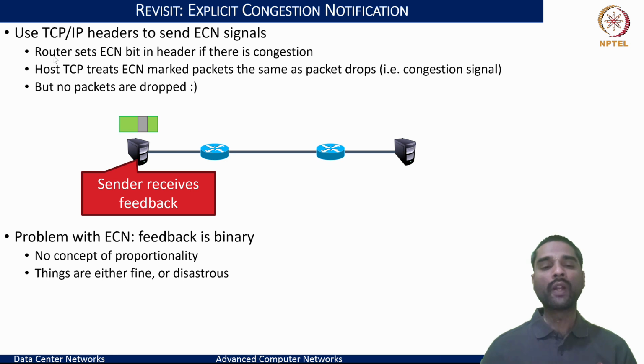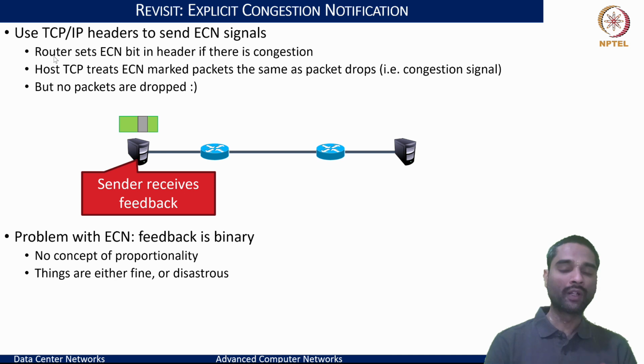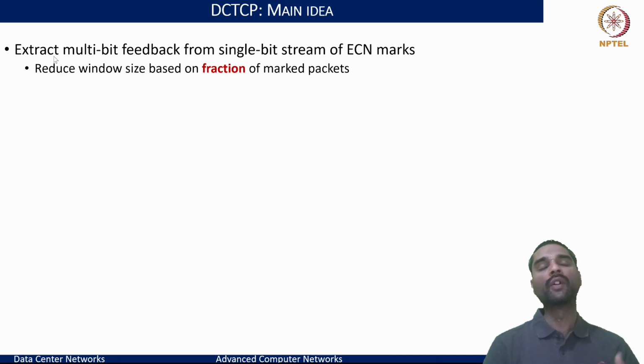And the way I would react is either that everything is fine and I would ramp up as usual, or I slow down, basically making the next round trip slow by cutting down the congestion window by half. And this would end up having a lot of aberrations in terms of how the transmissions would happen.